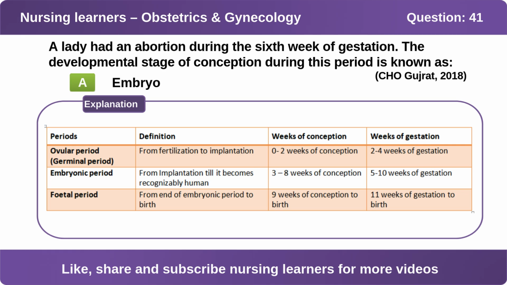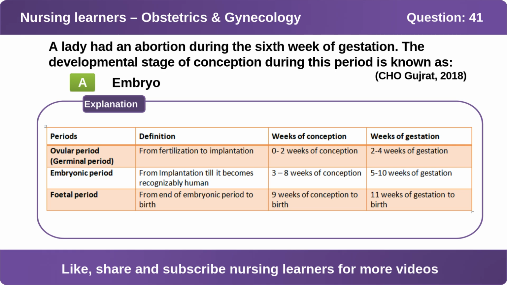The second is the embryonic period, which extends from implantation until it becomes recognizably human. Its duration is 3 to 8 weeks of conception or 5 to 10 weeks of gestation. The third is the fetal period, which begins at the end of the embryonic period and continues until birth. Its duration is from 9 weeks of conception to birth or 11 weeks of gestation to birth.